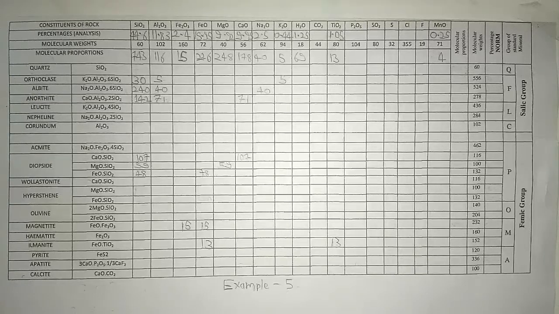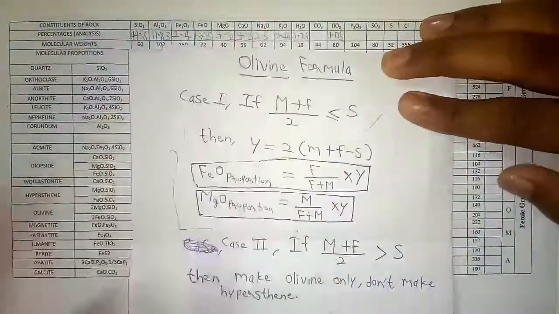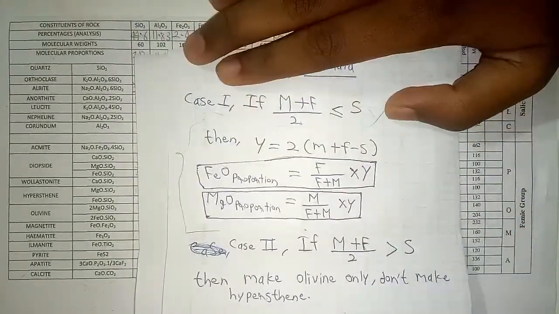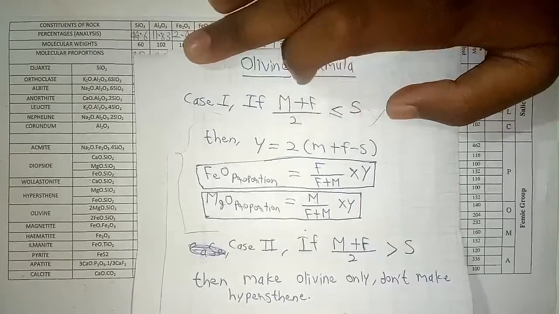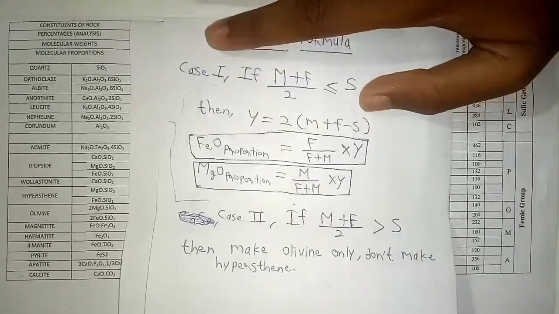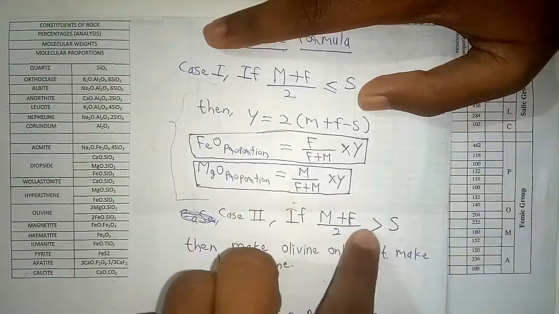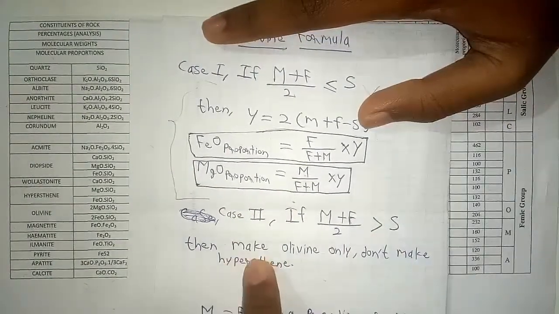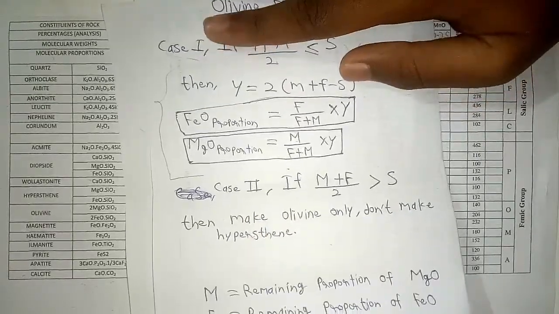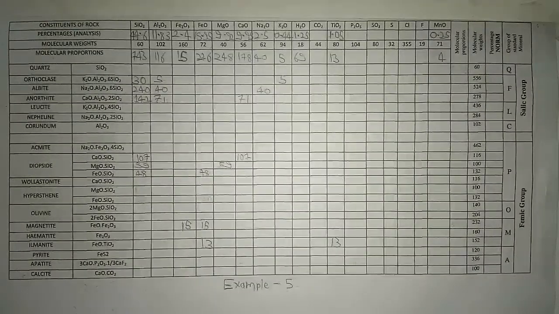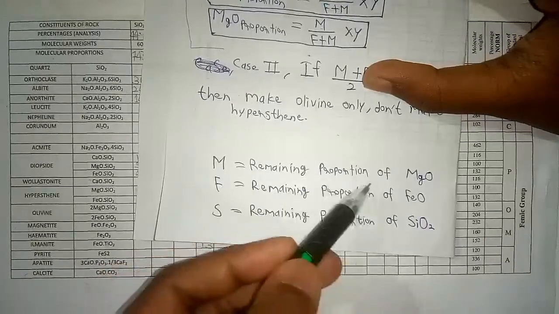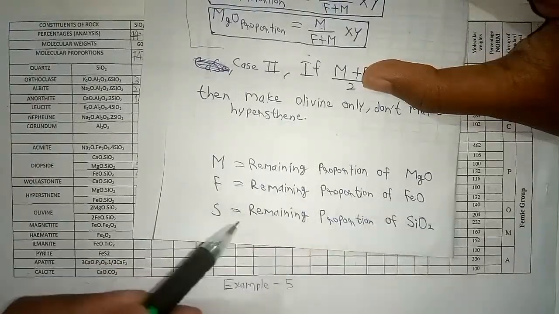Okay. In the last part I told you, example number 4. Case 1: if (m plus f) upon 2 is smaller than or equal to s, then we have to use this formula. And if (m plus f) upon 2 is far more than s, then we will not make any hypersthene, we will make full olivine only. So we will see the value of m plus f. You don't know what m, f and s are: m is the remaining proportion of MgO, f the remaining proportion of FeO, and s the remaining proportion of SiO2.